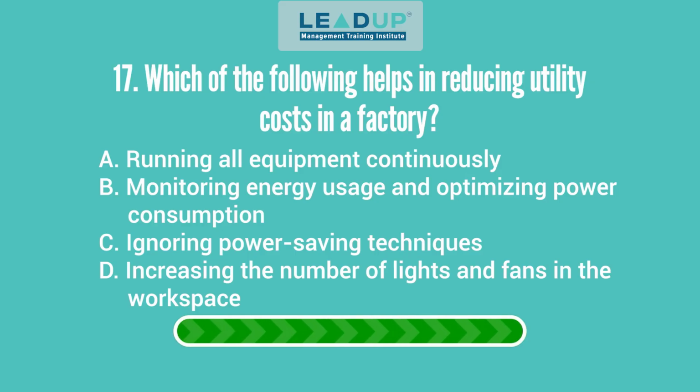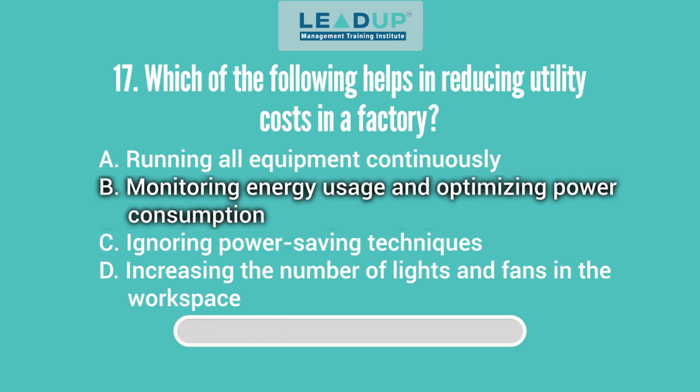Question 17. Which of the following helps in reducing utility costs in a factory? A. Running all equipment continuously. B. Monitoring energy usage and optimizing power consumption. C. Ignoring power-saving techniques. And D. Increasing the number of lights and fans in the workspace. The answer is monitoring energy usage and optimizing power consumption.